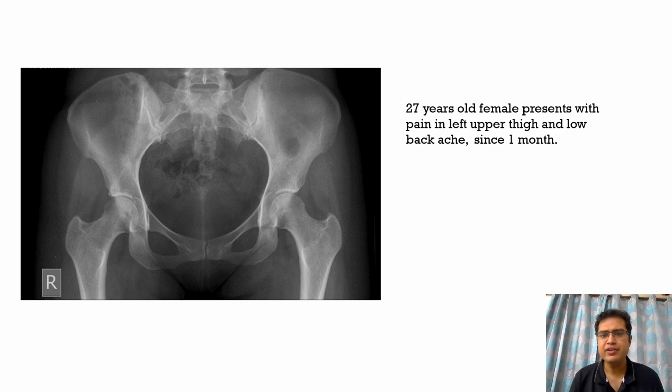We have a 27-year-old female who presented with pain in the left upper thigh and low backache since 1 month, and we have the X-ray pelvis AP view of this patient here, where we can see a well-defined lytic lesion in the left iliac bone with a narrow zone of transition.